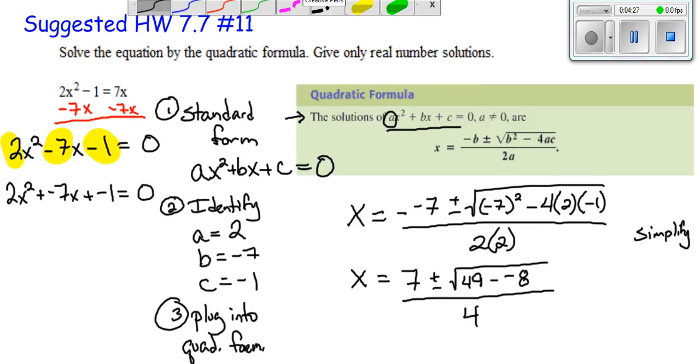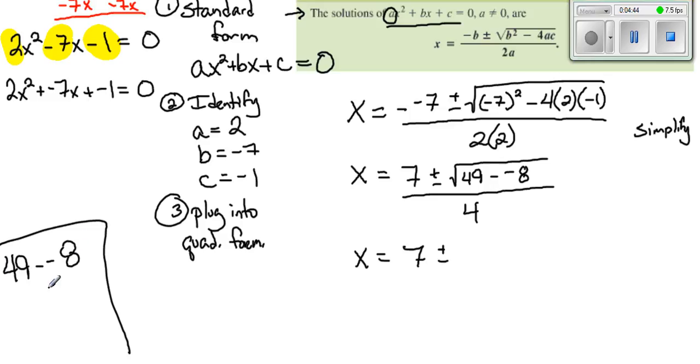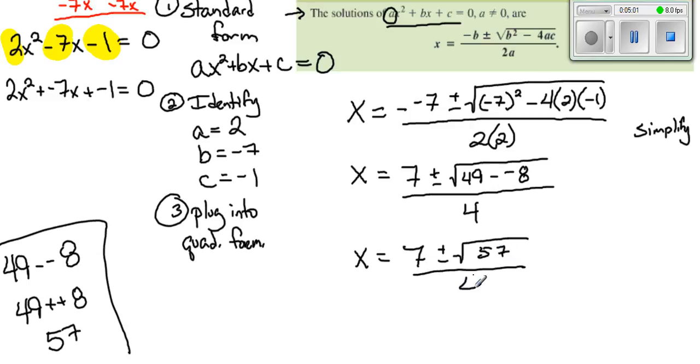So we're kind of chugging along here, getting to the spot. We're going to keep on simplifying. So I get x equals 7 plus or minus. Inside here, I want you to remember that, and I'm just going to go over here for some scratch area. Okay, so 49 minus a negative 8. Subtracting a negative is actually the same thing as adding a positive. So when I add that together, I believe I get 57. So now I have the square root of 57 all over 4.